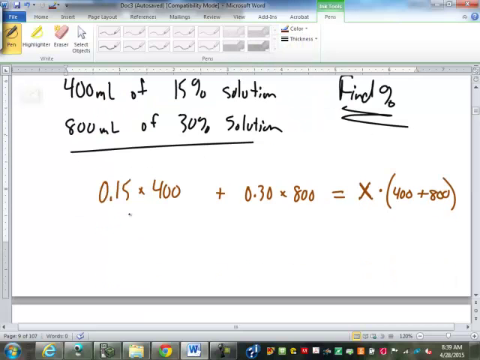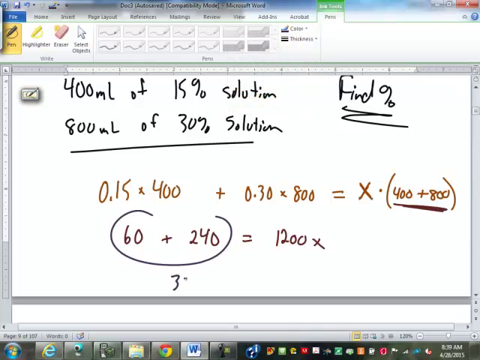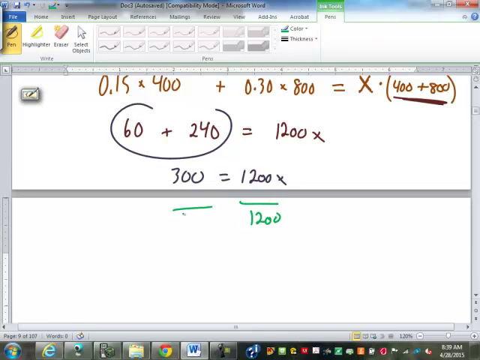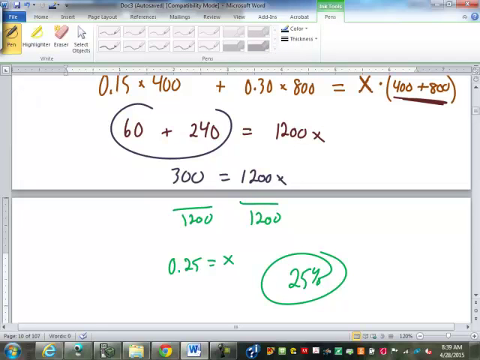So over here, 0.15 times 400 is 60. 0.3 times 800 is 240. This is going to be 400 plus 800 is 1,200x. So 60 plus 240 is 300. What are we going to do with that? Divide by 1,200. We're going to get 0.25 equals x. In other words, the new solution, after we mix them, is 25%. Make sense?